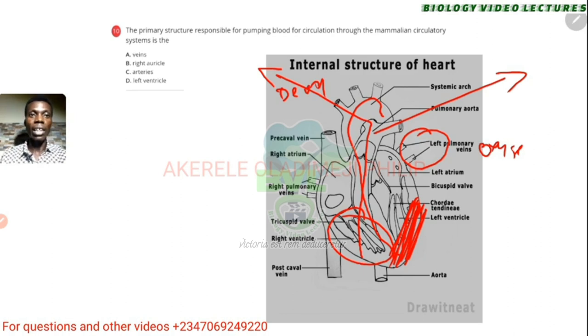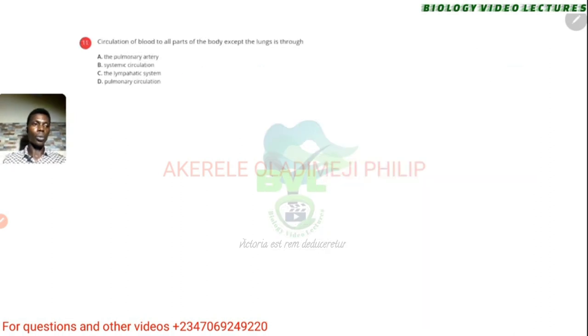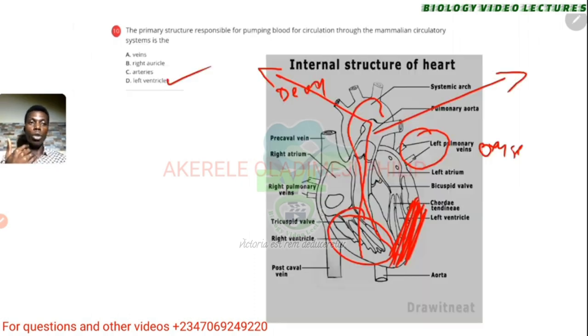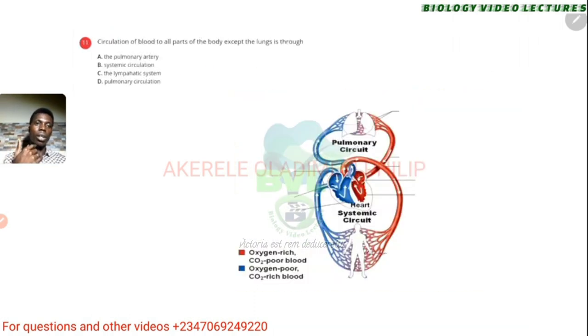All right. So we've said the answer to this is left ventricle. Now, circulation of blood to all parts of the body except the lung is through systemic circulation. Now, let me go back to, okay, I think I have this here.